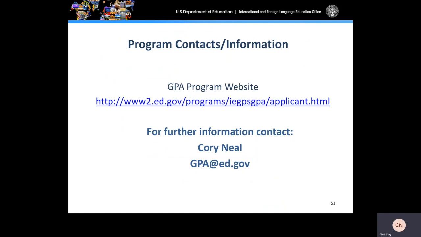One last note, institutions are able to apply for more than one GPA grant. You can submit for multiple short-term projects, multiple long-term projects, or a combination of short-term and long-term projects. If you choose to submit a long-term application, please be sure to watch the long-term technical assistance webinar, as long-term applications have different requirements than short-term applications. You can find the long-term webinar at the International Foreign Language Education Office's YouTube channel.